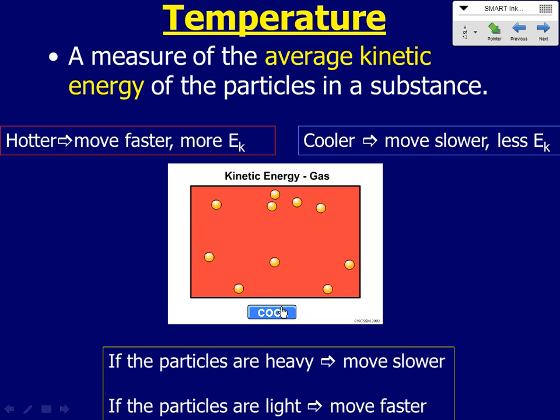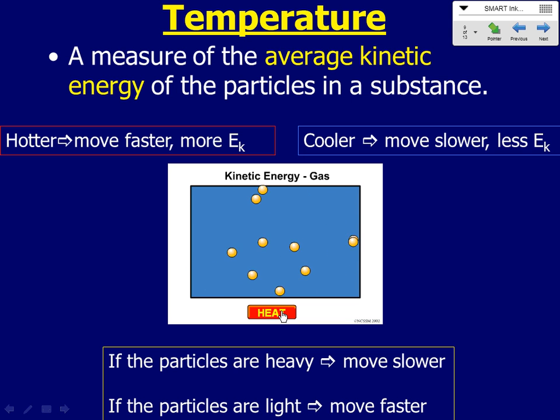Here's my really exciting animation here. Ooh, did you see? When I clicked cool, they slowed down. Fast, slow. All right.